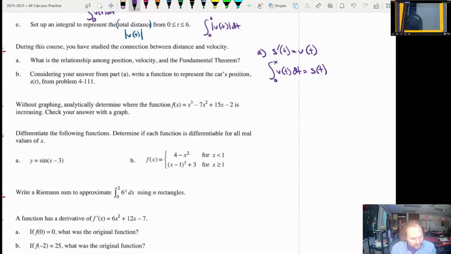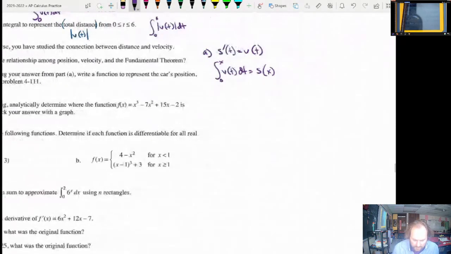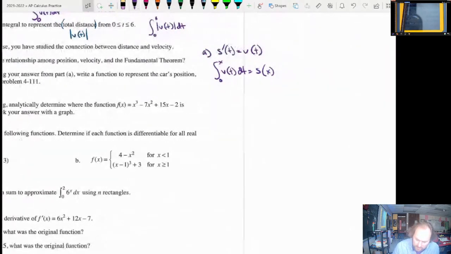If you take the derivative of position, you get velocity. If you take the integral of velocity, you get position. I should say s of x there would be more appropriate, just because the x would go inside of there. These two things are connected by the fundamental theorem of calculus, which says that derivatives and integrals are opposites of each other, essentially.